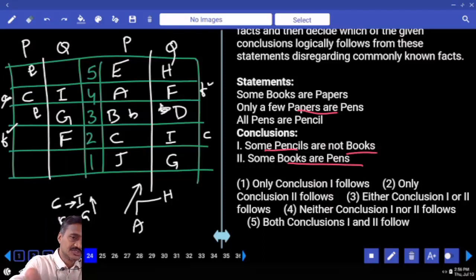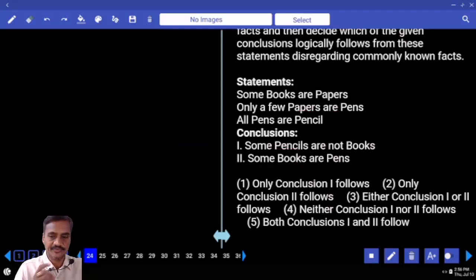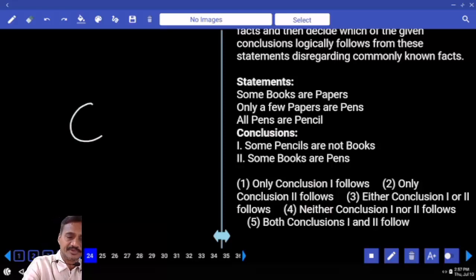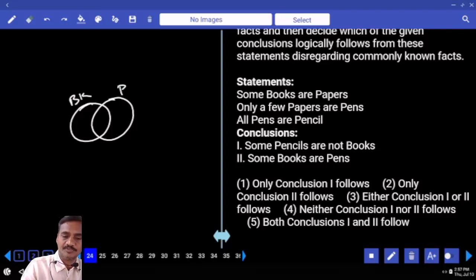Now it is based on syllogism. Now 24: some books are papers. How to represent? Now these are the books that are papers, and only a few papers are pens. Only some of the papers are pens but not all.